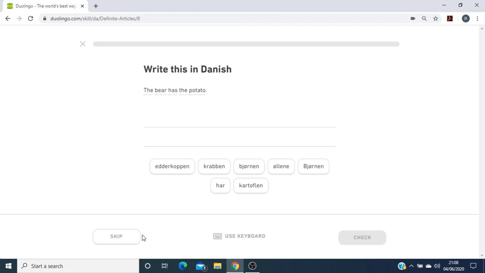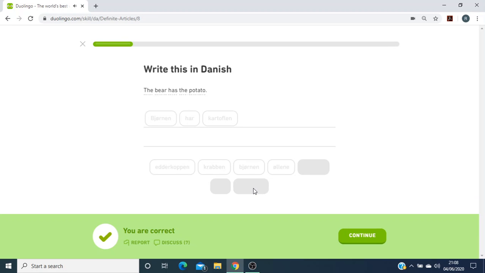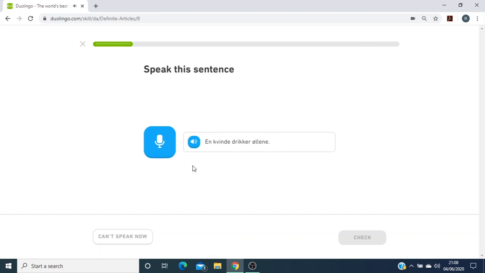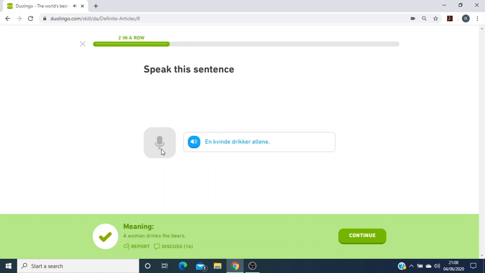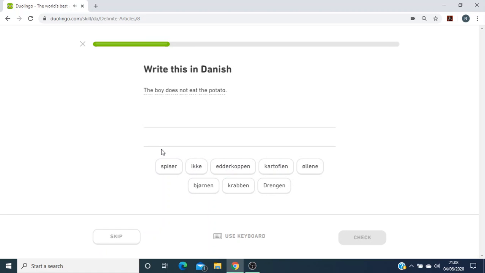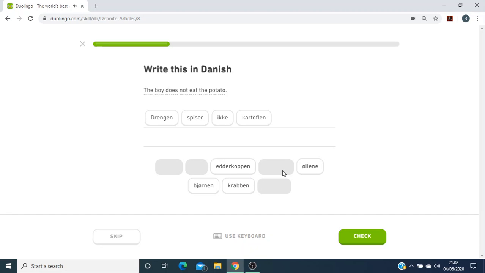The bear has the potato. Bjørnen har. Potato is kartoffel. Kartoflen. The bear has the potato. En kvinde drikker ølene. The woman drinks the beers. Or a woman drinks the beer, sorry. The boy, drengen, spiser ikke kartoflen.